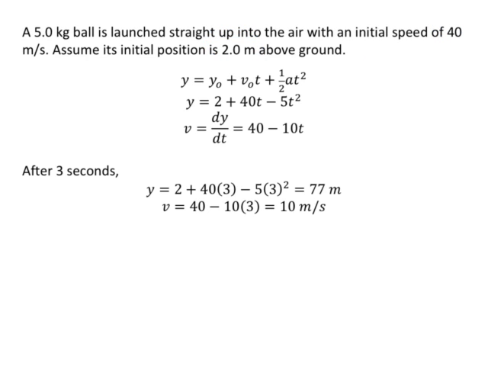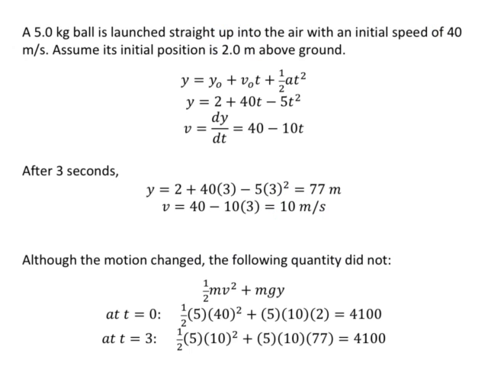If we look at a snapshot later, 3 seconds after the ball has been launched, we can use these formulas to determine where the object is at those positions. So it started off at 2 meters above the ground, but now, after 3 seconds, it would be 77 meters above the ground. And it began with a speed of 40 meters per second, but it has slowed down to 10 meters per second.